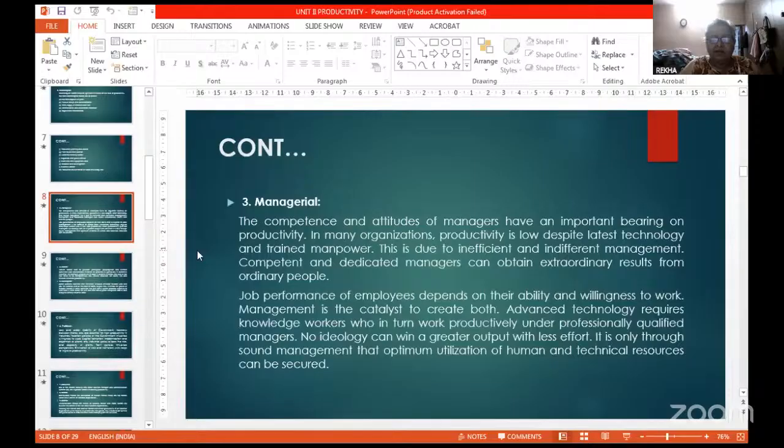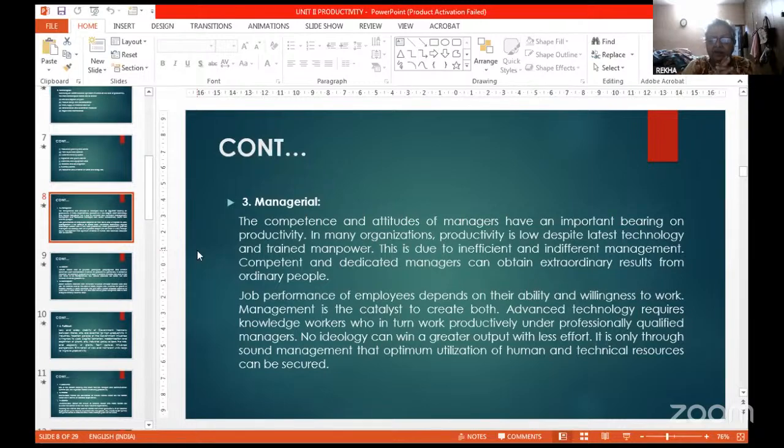Job performance of employees depends on their ability and willingness to work. Suppose your employee is very good, but somehow he or she is not satisfied with the work, so he is not willing to put in his 100% into the work. That will affect productivity, so it is very essential that the management should be like a catalyst. It is not working itself, but it should motivate the people to work and give their total input, so that their productivity level is high.